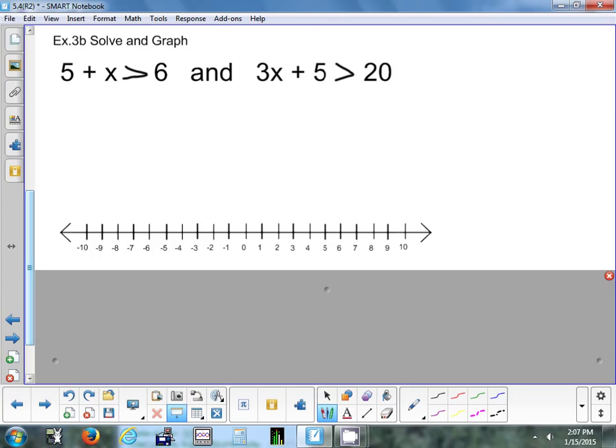Hold on, give her a second, guys. What am I going to do with the 5? Nice. What else am I going to take away from, Sam? What am I left with on this side? 1, right? What does that say? X is greater than 1. Thank you, Sam.